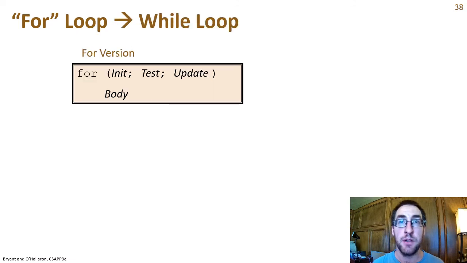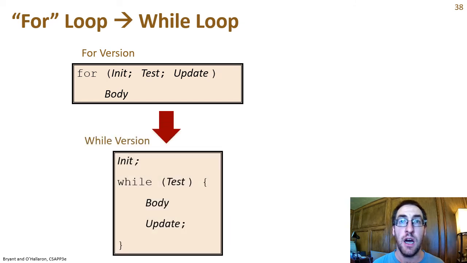As an intermediate step, we'll convert the for loop to an equivalent while loop. The init statement comes before the loop because it always gets executed. The test statement becomes the test of the while because it gets checked before executing each loop iteration. The body goes in the usual place. The important thing here is to put the update statement after the loop body, before the end of the loop.